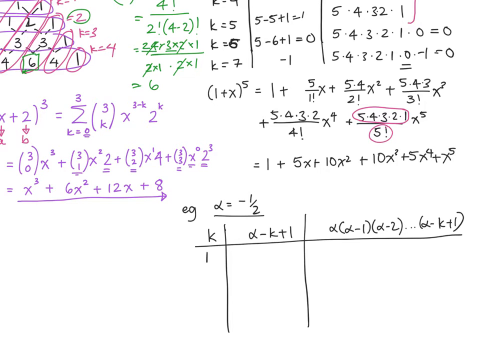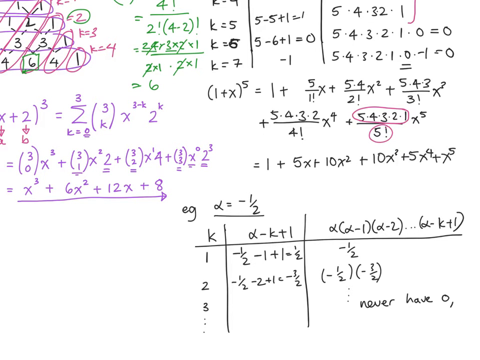Well, if k equals 1, then we have minus a half minus 1 plus 1, which gives us a half. So our coefficient there is going to be minus a half. When k is equal to 2, then we're going to have minus a half minus 2 plus 1, which is minus 3 over 2. So our coefficient is going to be minus 1 over 2 times minus 3 over 2. And you can see that if we carry on with k equals 3 and so on, we're just going to carry on adding more and more terms when we're never going to have a zero bracket. So this gives us an infinite polynomial, unlike the case above.